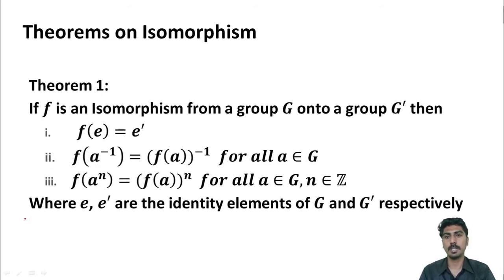Consider the first theorem. If f is an isomorphism from a group G onto a group G dash, then f of e is equal to e dash, f of a inverse is equal to f of a whole inverse for all a belongs to G, f of a power n is equal to f of a whole to the power of n for all a belongs to G and n belongs to Z, where e and e dash are the identity elements of group G and group G dash respectively.